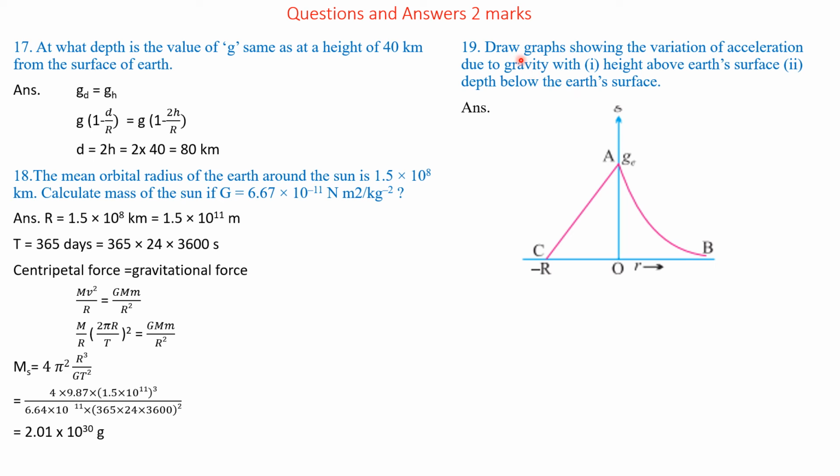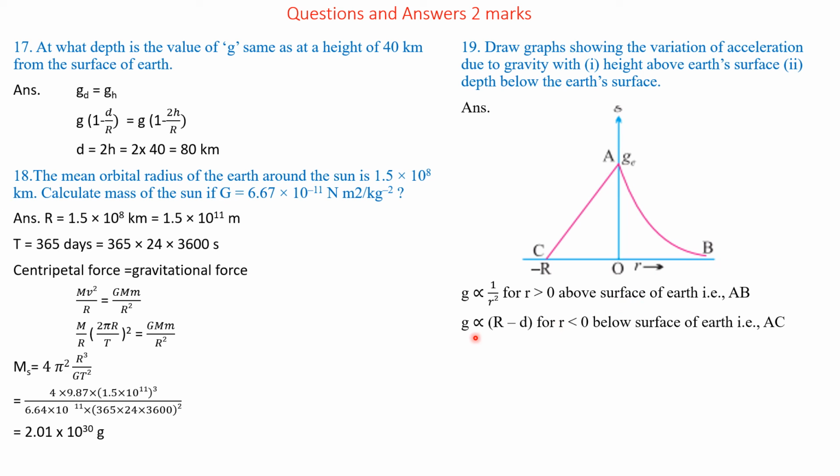Question number 19. Draw graphs showing the variation of acceleration due to gravity with height above the Earth's surface and below the Earth's surface. So the graph is shown in the figure. g is proportional to 1 by r square, that is the distance. So for r greater than 0, this is on the right hand side. Above the surface, it is AB.